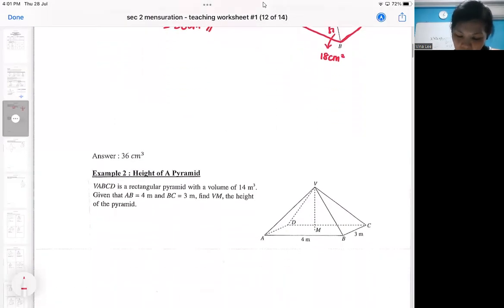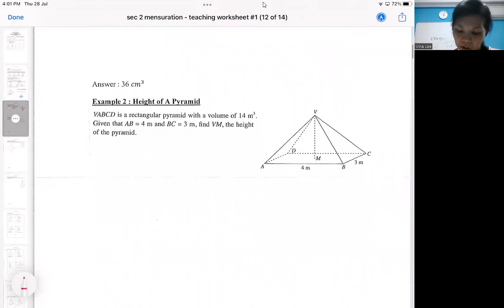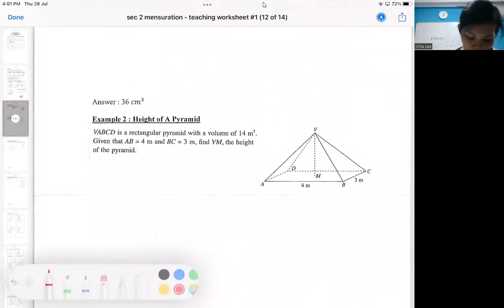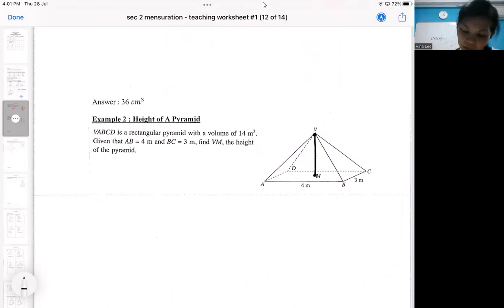In example 2, okay, it's a bit of the other way around. We don't have the height. So see whether you want to denote it as H, or you can use the algebra X, and then it's a rectangular base. I know that it's a rectangular base, they already told us. So if you want to be a bit more careful, you can explore the base area first by doing length and breadth.